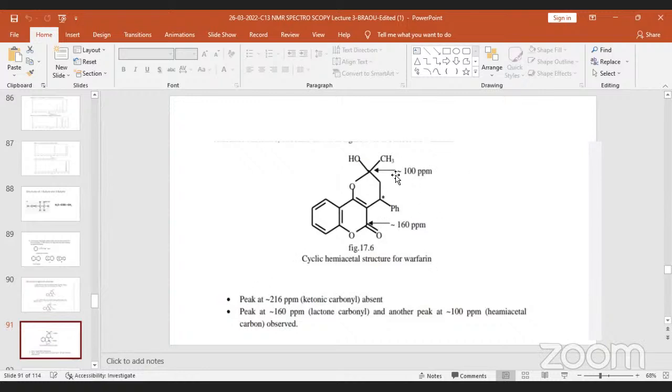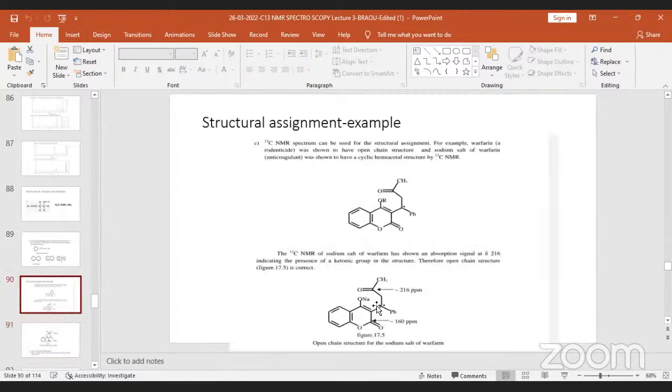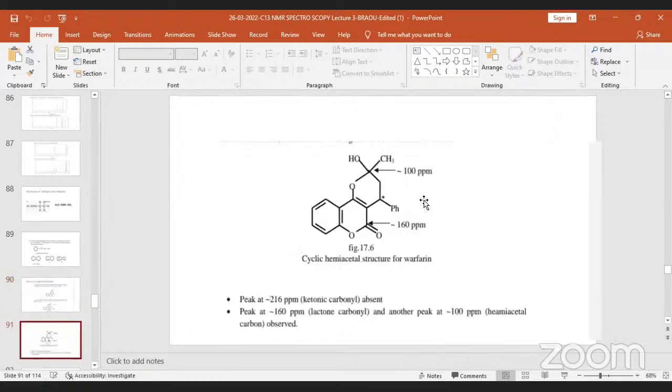Warfarin shows a 100 ppm signal, and the sodium salt of warfarin shows 216 ppm. The 216 ppm signal, which one? The sodium salt, this one. The sodium salt shows a signal at 216 ppm, whereas in warfarin we are observing 100 ppm.